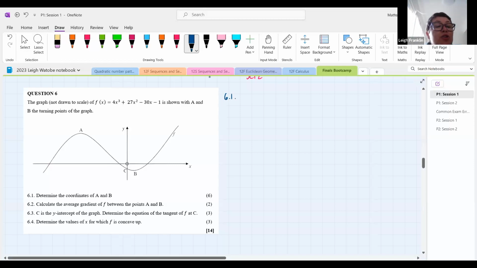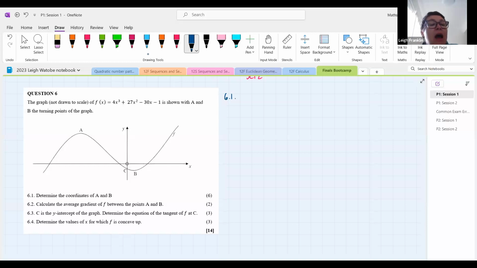In 6.1, they want us to determine the coordinates of A and B. A and B represent the turning points. When we calculate the coordinates at the turning points, we've got to use the derivative, because the gradient at the turning point is 0. A lot of people get confused with whether you're calculating the coordinates at the turning point or the x-intercepts. For the turning points, the derivative is 0. For the x-intercepts, y is 0. Make sure you read the question carefully.